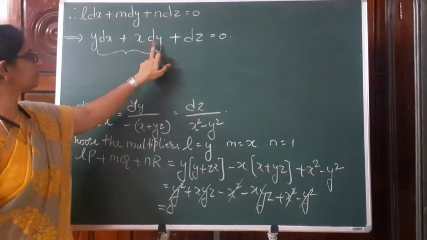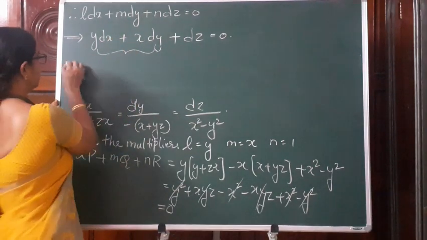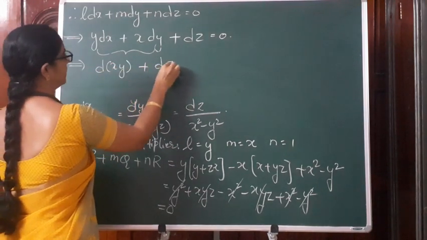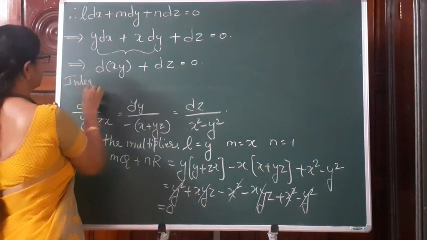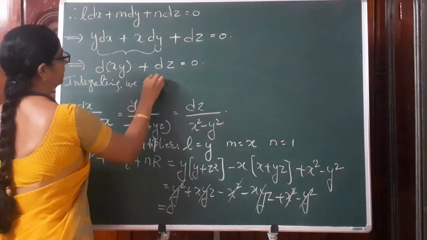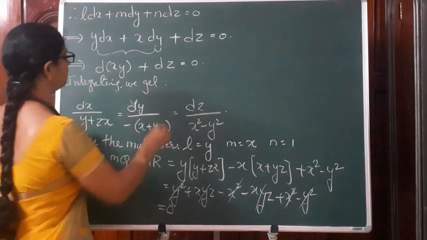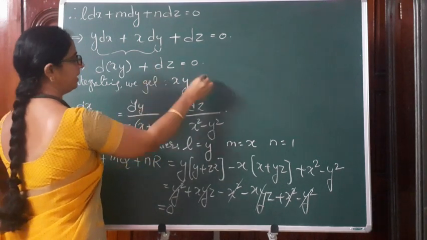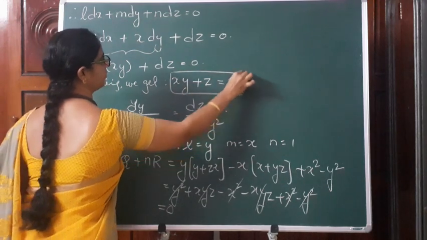Y into derivative of x plus x into derivative of y is derivative of xy. So you can write this as derivative of xy plus dz is equal to 0. Now upon integrating both sides, we get integral of derivative, because both are inverse operations, they get cancelled, and we have xy plus integral of 1 dz, which gives z, is equal to c1. This is the first solution.